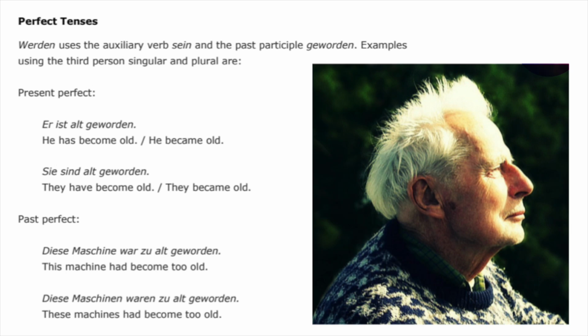So, therefore, it would make sense that we would use sein rather than haben as the auxiliary to put this in the past tense. So, if we put this in the present perfect, we would say, ist alt geworden. He is grown old. Sie sind alt geworden. They have become old. Put into the properly past perfect, we get diese Maschine war zu alt geworden. This machine had become too old before some other thing took place. And diese Maschinen waren zu alt geworden. These machines had become too old.